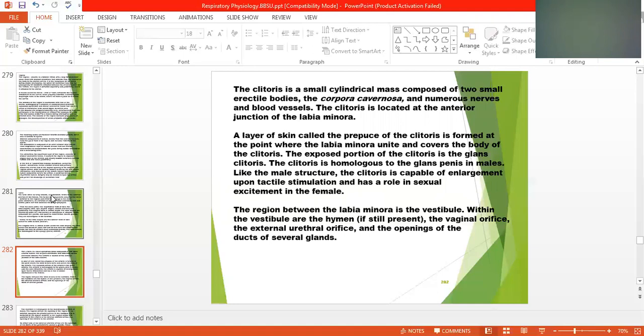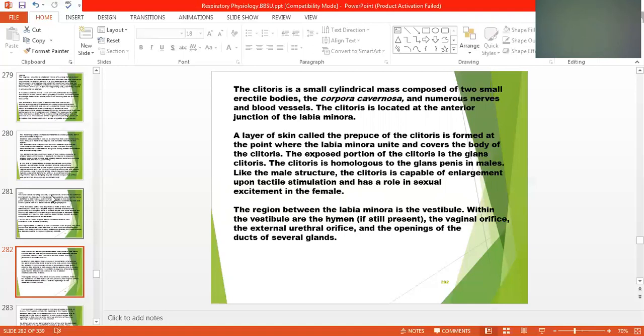The region between the labia minora is the vestibule. Within the vestibule are the hymen, if still present, the vaginal orifice, the external urethral orifice, and the openings of the ducts of several glands.